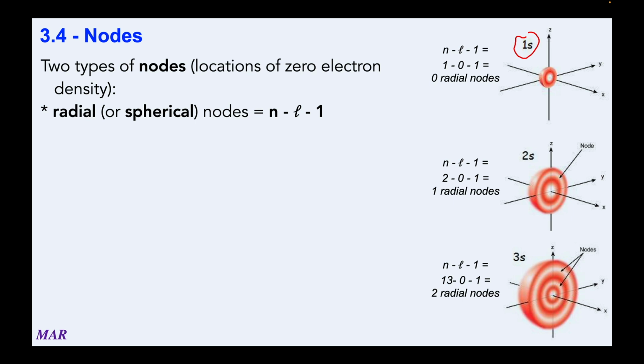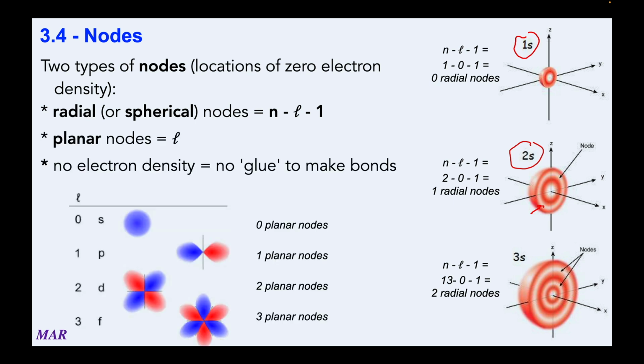So in this case, there would be n minus L minus 1, 1 minus 0 minus 1, 0 radial nodes. But when you go to the lower one, when you go to 2s, now n equals 2, L still equals 0. 2 minus 0 minus 1, 1 radial node. And you can see in the middle there, there's kind of like a white sphere. That's the node. It's an area where you can't have any electron density, so you won't have any bonds form right there. And you can keep going 3s and stuff like that.